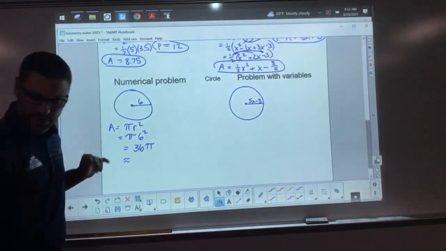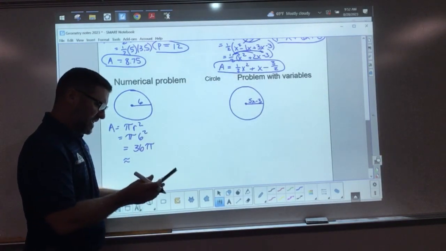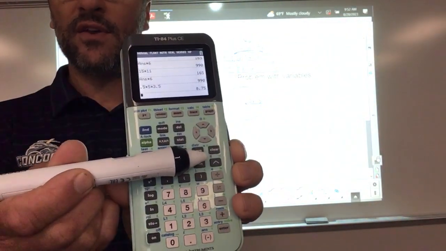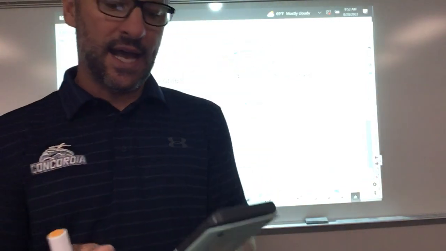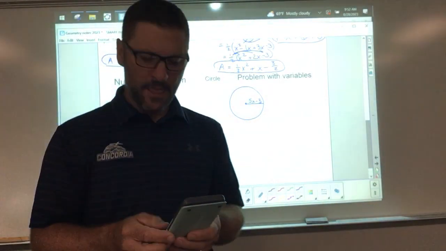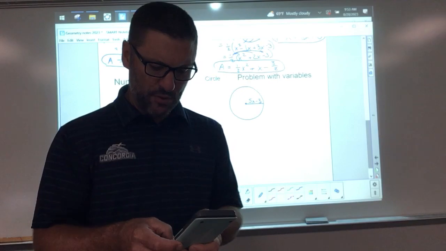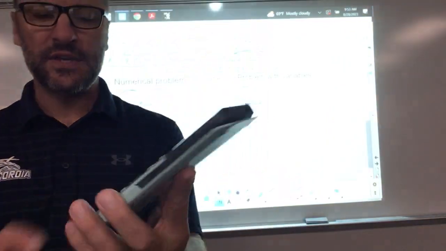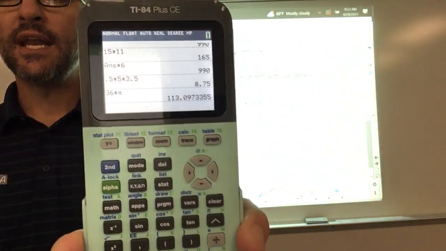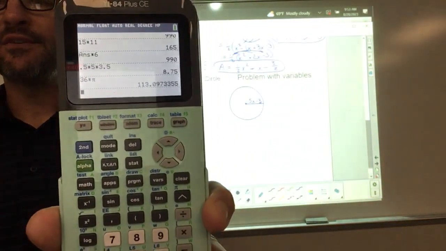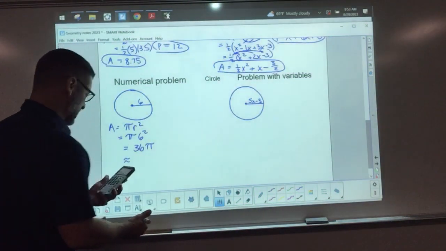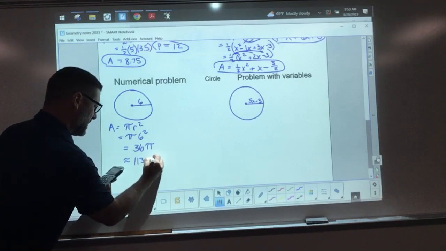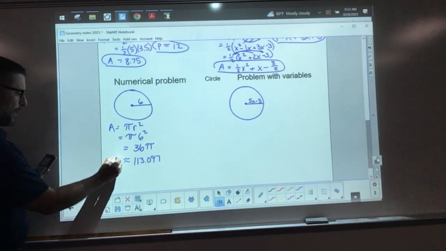I'm also going to put approximately what it is by using a calculator. And right up over here, you might notice on those calculators there is a pi button. And I don't ever use 3.14. I use 36, and then I'm going to put times that pi button. So it's going to look like that on my calculator, 36 pi. I hit enter, and I got 113.097, approximately. 113.097 is the area.